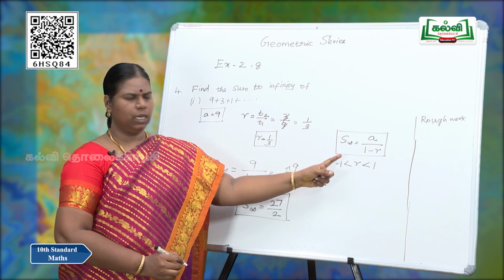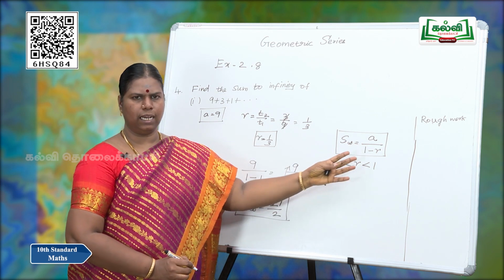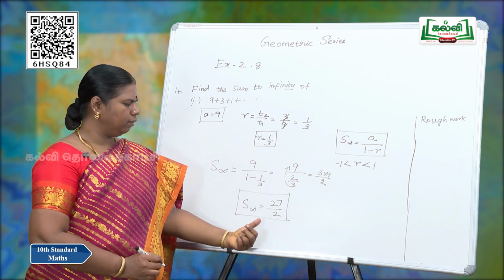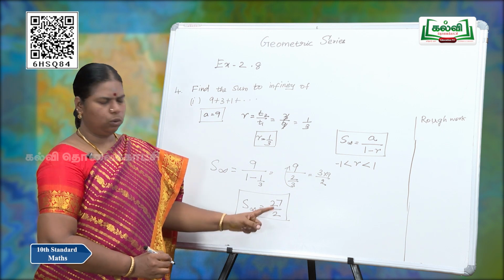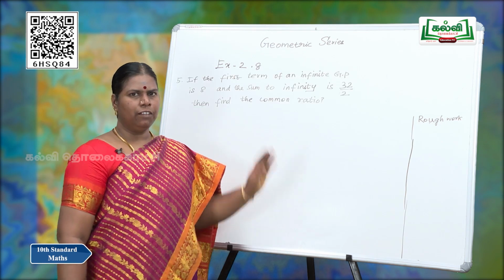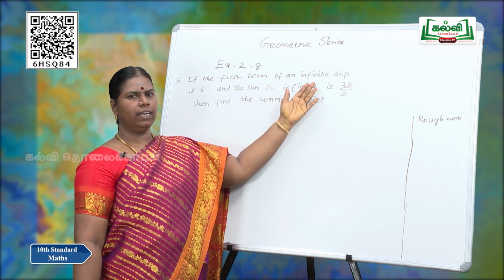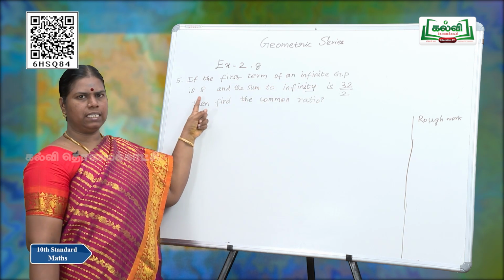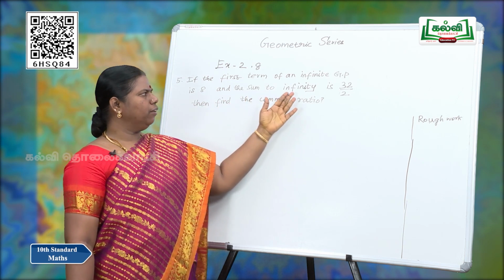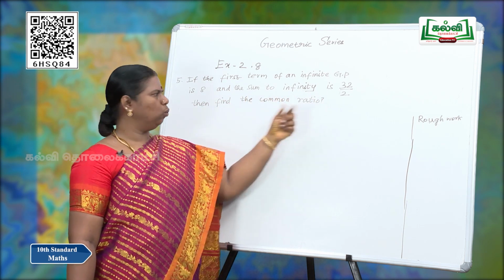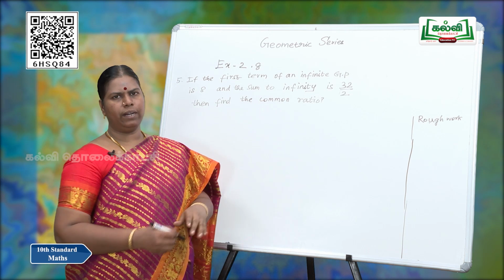S infinity is equal to 27 by 2 on substituting. The fifth sum is if the first term of an infinite GP is 8 and the sum to infinity is 32 by 2, then find the common ratio.